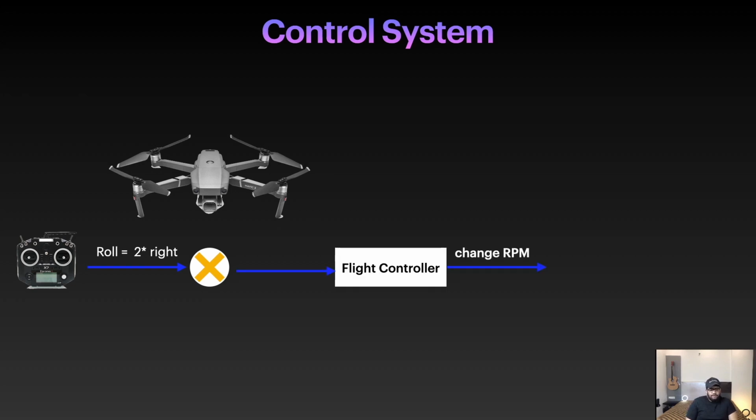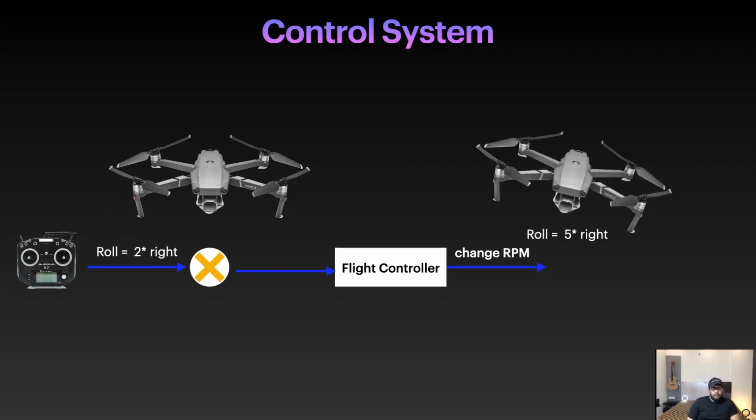So this will go to the flight controller, and the flight controller will do some calculation: okay, my current angle is 0 degrees. The user wants a roll right of 2 degrees. I need to speed up the left motors, I need to slow down the right motors. How much do I need to change the speed? Let's say X amount. But after changing the RPM, the roll you get is 5 degrees right. So why does that happen? You wanted the flight controller to give you a roll of 2 degrees right, but you actually get 5 degrees right. That is not what you want. That is not a pleasurable flight experience.